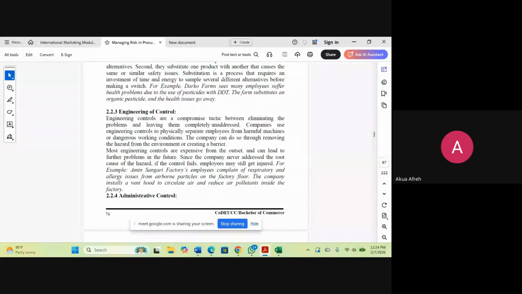And an example that your book gave us: in a factory, employees complained of respiratory and allergy issues from airborne particles on the factory floor. What the company did was to install a vent hood to circulate air and reduce air pollutants in the factory. So they don't remove the risk, but they isolate the individual.